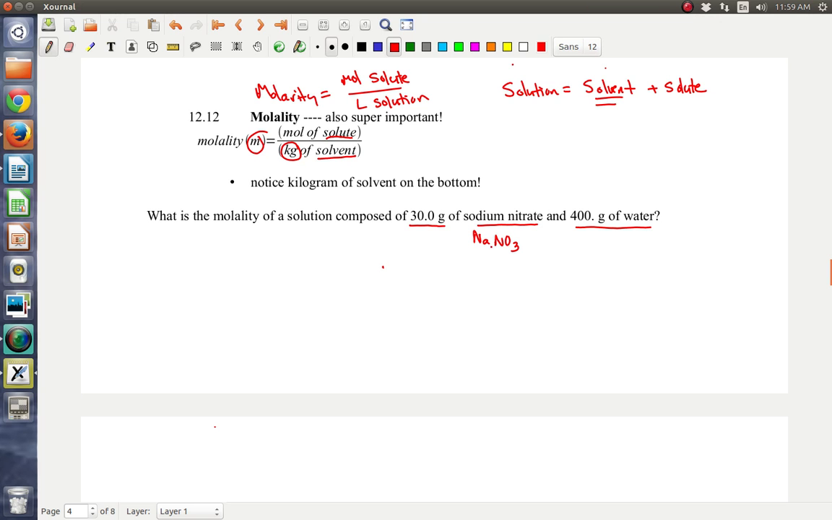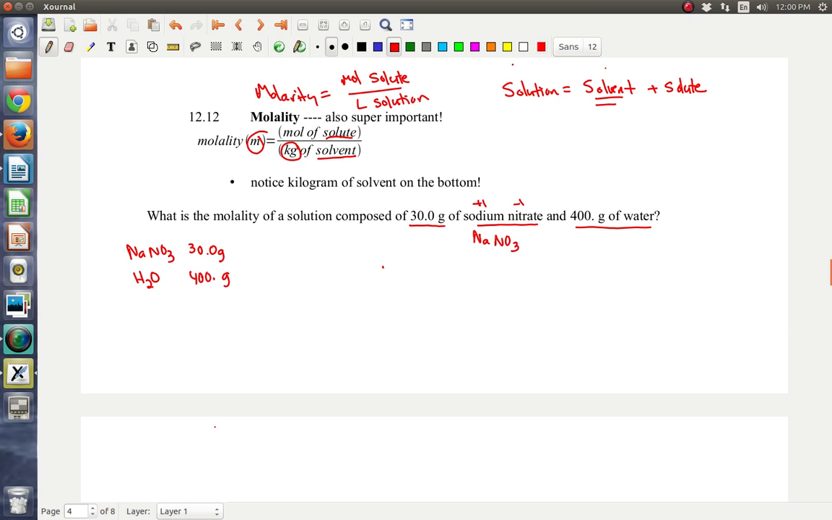Okay, and let's check the oxidation numbers on that. If you check the oxidation numbers, you'll notice that sodium has a +1 charge and nitrate, NO3, has a -1 charge. So this is all it is. You don't have to crisscross or anything. All right, and then of course water is H2O. So right over here we have sodium nitrate, and I have 30 grams of it. And I have water, and I have 400 grams of it.